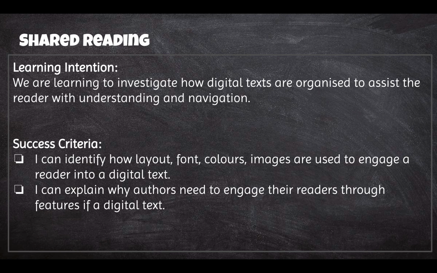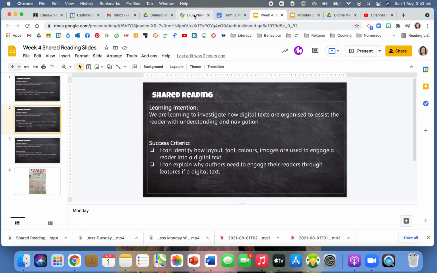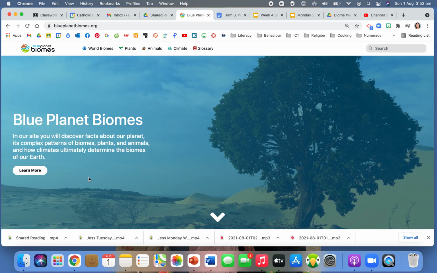And we need to be able to explain why authors need to engage their reader through these features of a digital text. Okay, so let's go to our website again and think about those things. So it was colors, fonts, images, layout.